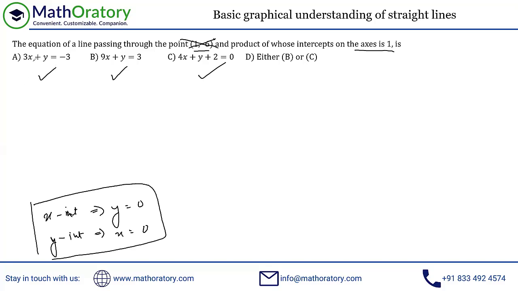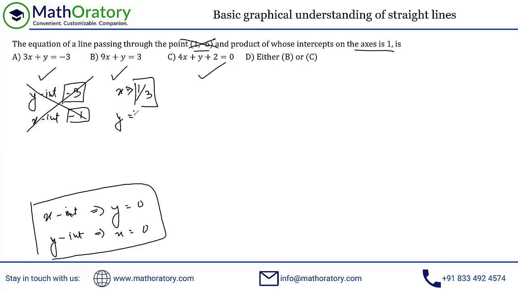If I put x equal to 0 in the first equation, I get y-intercept as -3, the first option. And if I put y as 0, the x-intercept is coming out to be -1. Now these two are not multiplying to 1, so this is out. Second option, option B, if you put y as 0, then x-intercept comes out to be 1/3, 3/9. So the x-intercept is 1/3, I'm writing in short. And the y-intercept, if you put x as 0, is coming out to be 3. Now this is actually giving us a product of 1. But since we have an option like either B or C, we should be checking this third option as well. So let's do that.